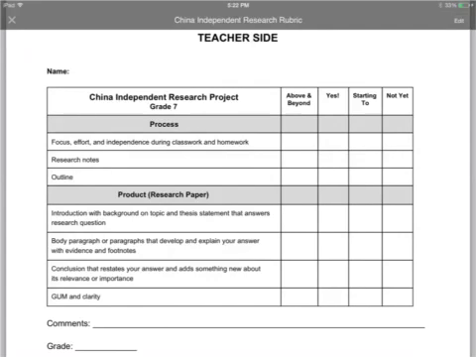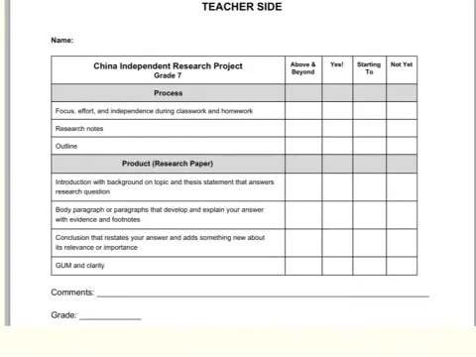You've got a couple different categories, and then you've got the sort of 4-point grading system from not yet on the low end to above and beyond on the high end. You've got a place for me to write comments down here, and all the way here at the bottom, you've got a place for me to put your grade. If you look at the categories overall, they're separated into the process, sort of how you did working during this process, and then the product, the paper itself, how good is your paper. And I think these are pretty self-explanatory.